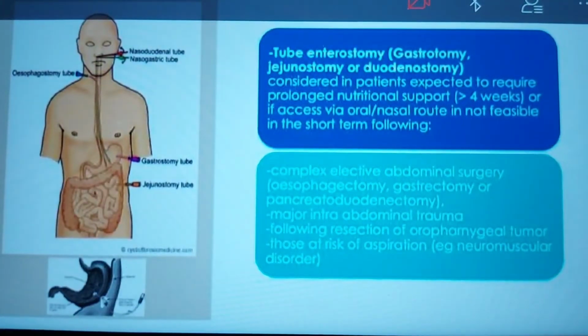Next, we have the tube enterostomy. We have gastrostomy, jejunostomy, or duodenostomy. This is considered in patients expected to require prolonged nutritional support, meaning more than 4 weeks, or if access via the oral or nasal route is not feasible in the short term, following complex elective abdominal surgery such as gastrectomy, or in major intra-abdominal injury.